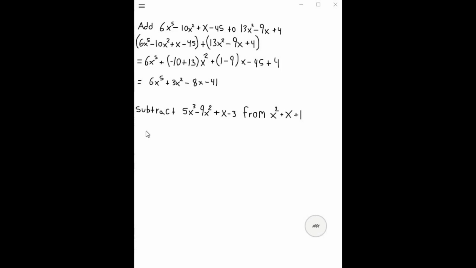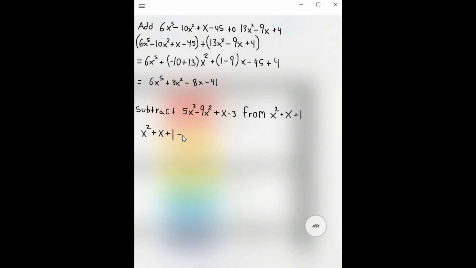Now that we basically have some of the basics down, we can just try to do this the quick way. So we'll set this up the correct way because we're subtracting 5x to the 3 minus 9x squared plus x minus 3 from x squared plus x plus 1. So the reason why we're putting parentheses around one of the expressions is because we're subtracting the whole thing from the other one. And when we subtract, the signs change.